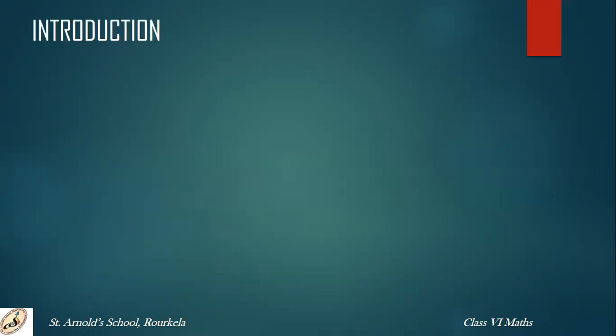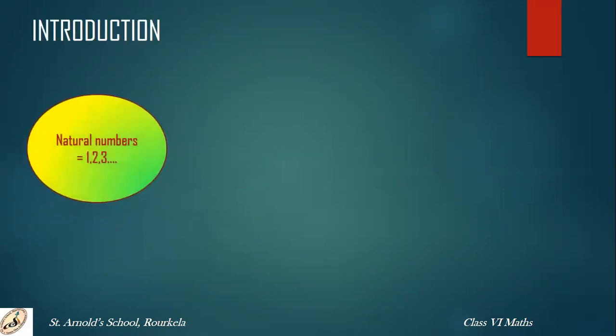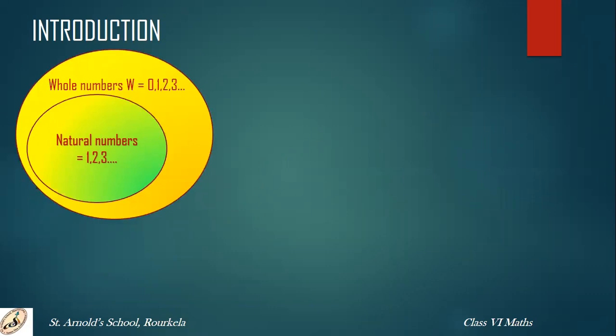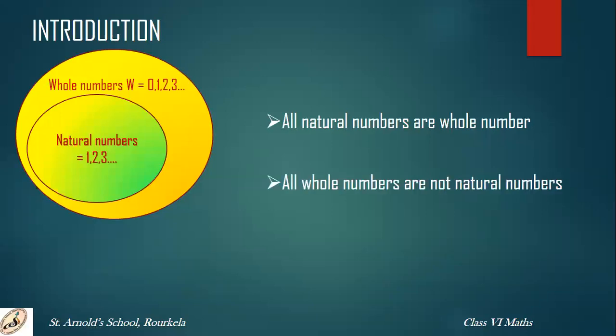Moving on to the introduction part. What are natural numbers? Natural numbers are the numbers starting from 1, 2, 3, and it goes up to infinity. Now, what are whole numbers? Whole numbers are the numbers which include 0 and natural numbers, and it is denoted by capital W. Here, two things you need to remember: all natural numbers are whole numbers, and all whole numbers are not natural numbers.